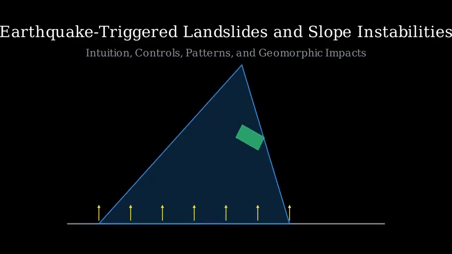First, the immediate trigger is strong ground motion. Shaking reduces the effective shear strength, and cyclic accelerations can exceed what the slope material can resist. When that happens, failure initiates and mass moves downhill.